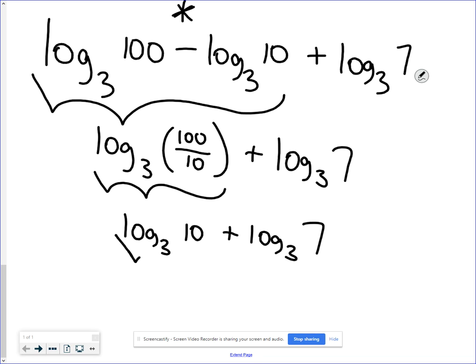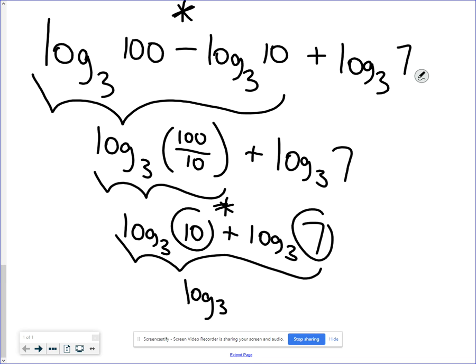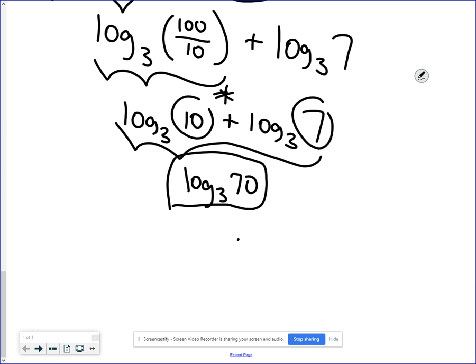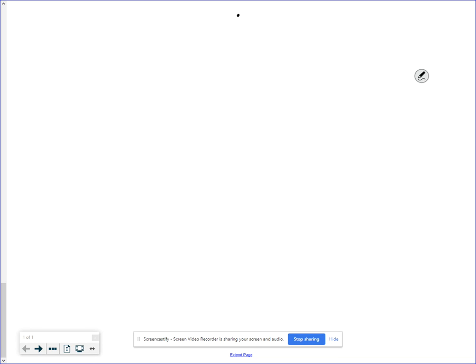And now I can combine these 2 logarithms with multiplication because I'm adding here. So this would be log base 3 of 10 times 7, which is 70. And that's our final answer. So you're going to be doing that on today's assignment. And then there's one other thing you'll be doing. I just remembered, so that wasn't the last example.